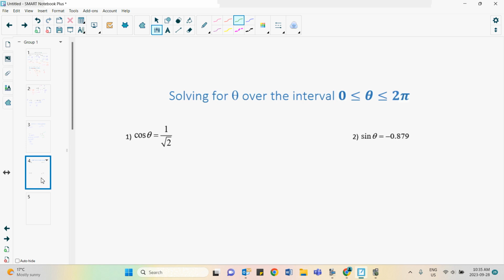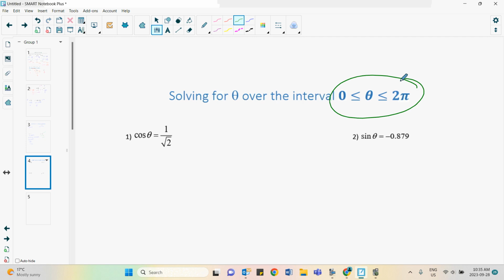Here we go. Back to exact values. Well, no, we're mixing. Some of these will be exact values, some of them won't. But what does this mean? What does that mean? Has to be in one rotation.